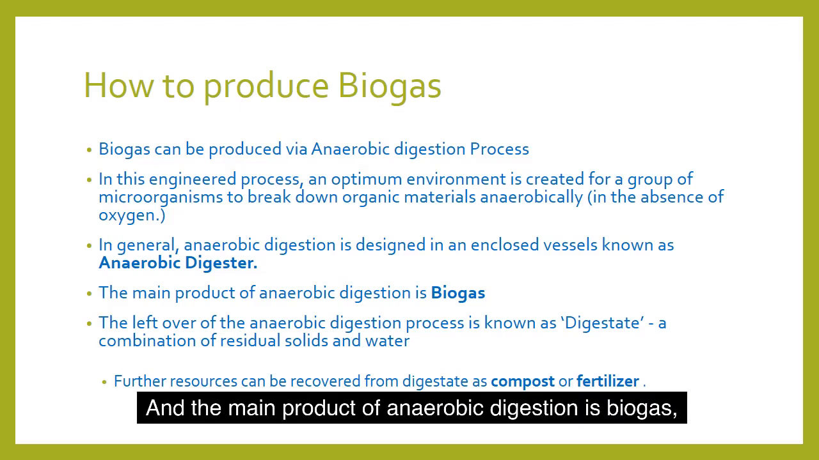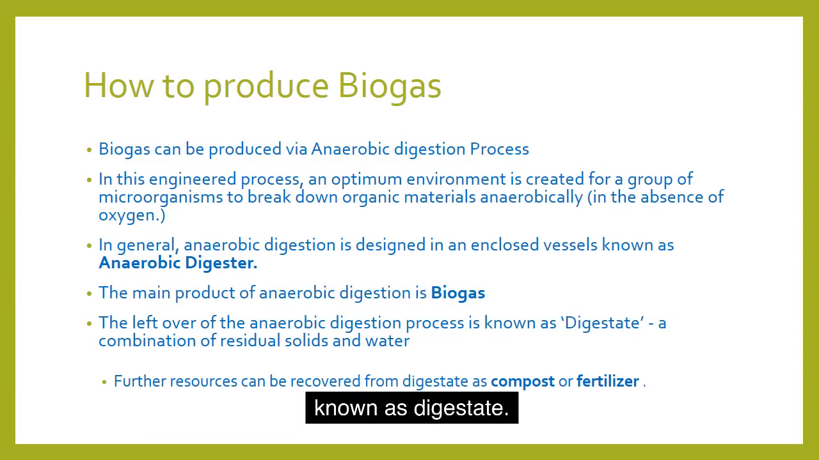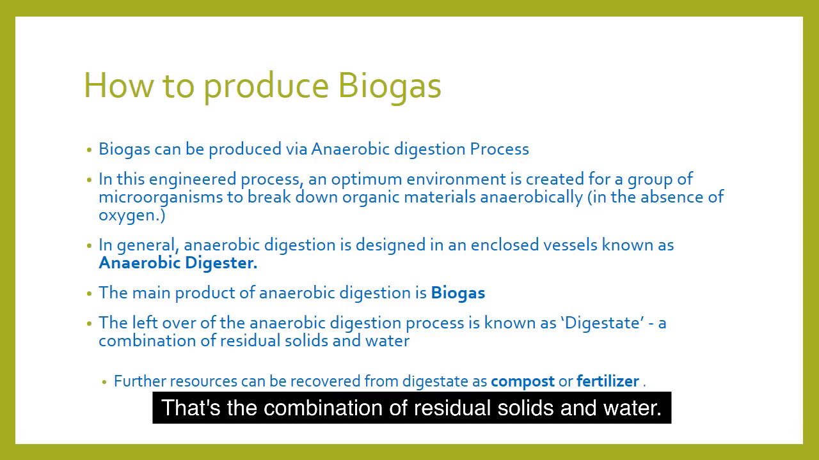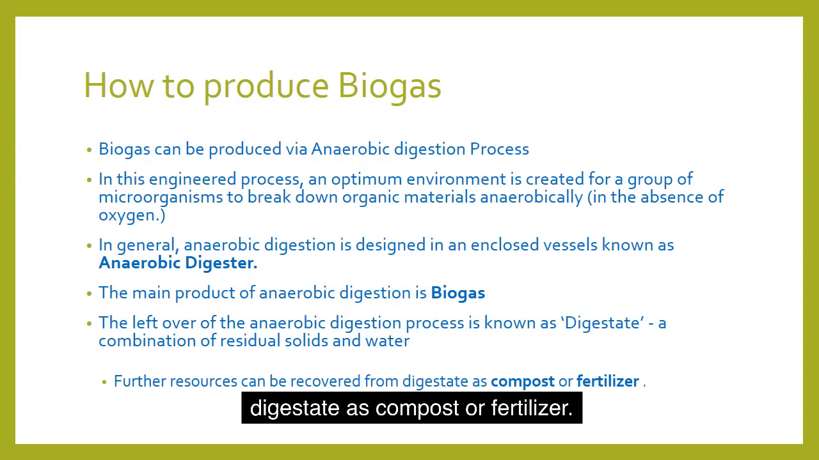The main product of anaerobic digestion is biogas, and the leftover of the anaerobic digestion process is known as digestate. That's the combination of residual solids and water. Further resources can be recovered from the digestate as compost or fertilizer.